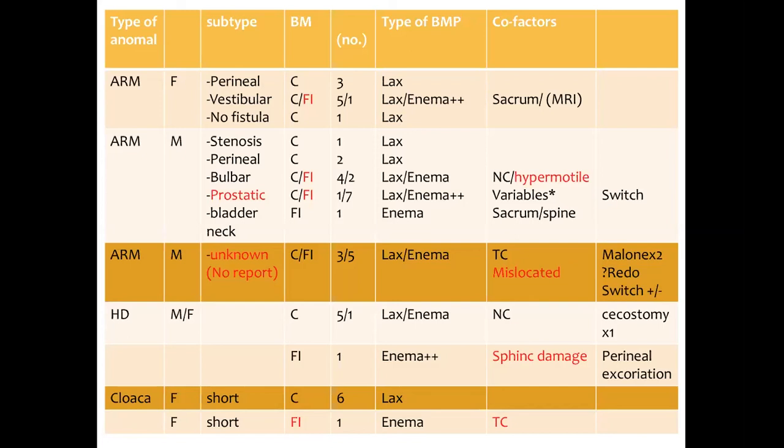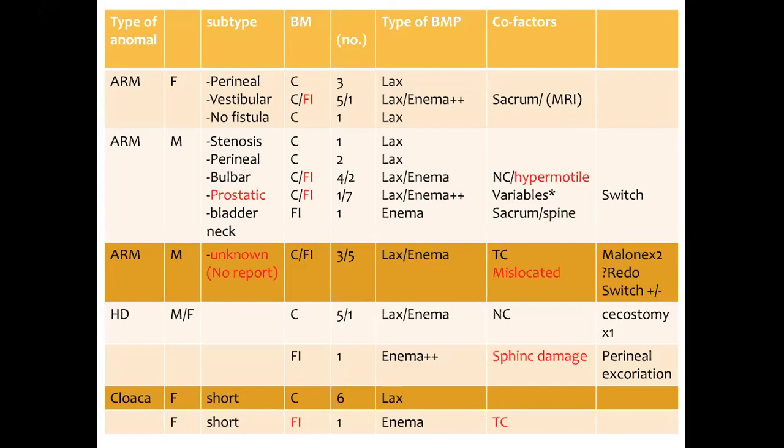The same group of ARM who are boys but unknown, which means they have been operated on in other hospitals and they could not provide me with a report. I tried to understand them from the presentation: are they constipated or do they have fecal incontinence, and manage them accordingly. But once I have them with tethered cord or sacral anomaly, I need to manage them. They present with fecal incontinence and I manage them with enemas. And 2 of them have a Malone.